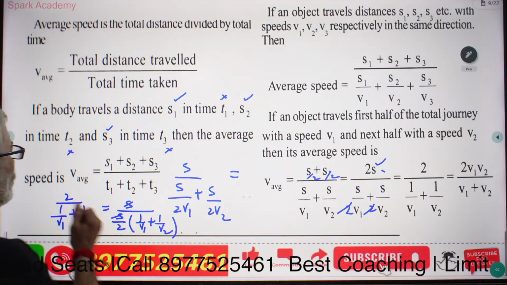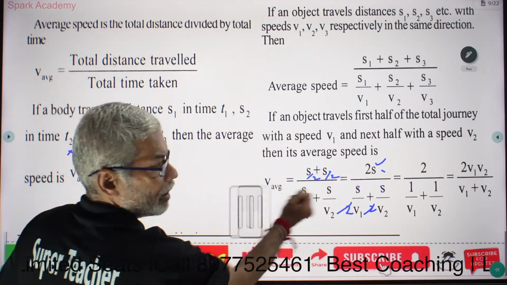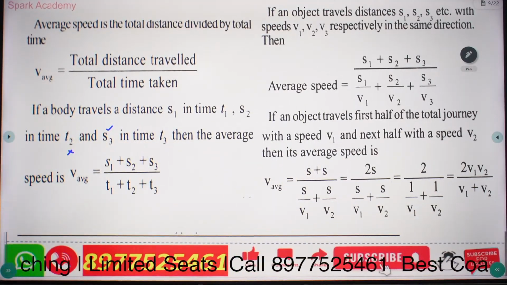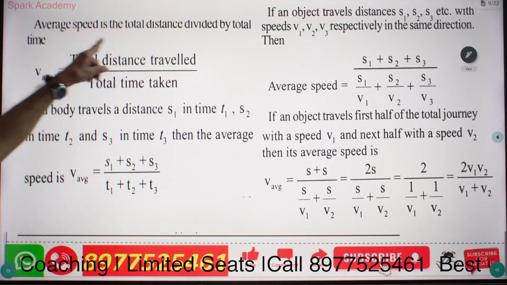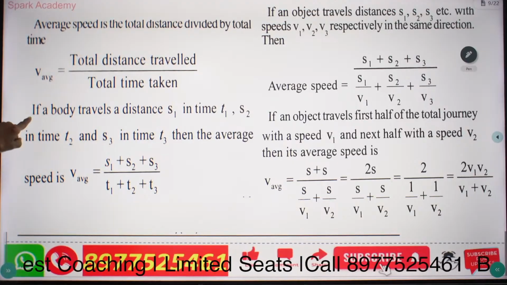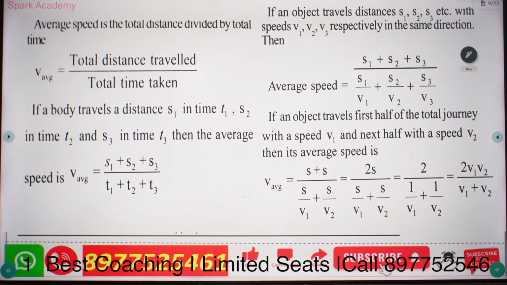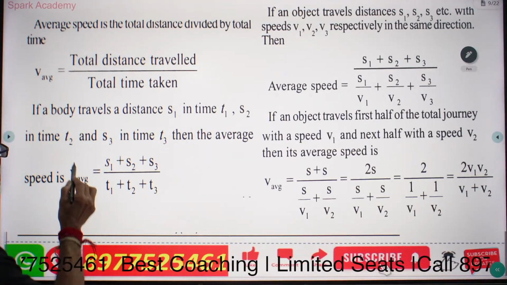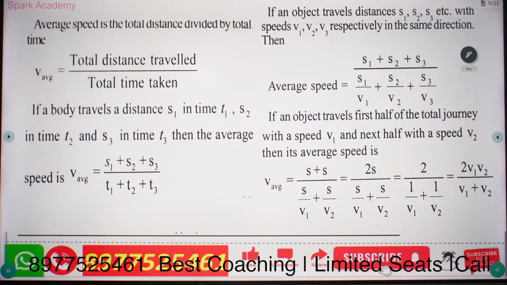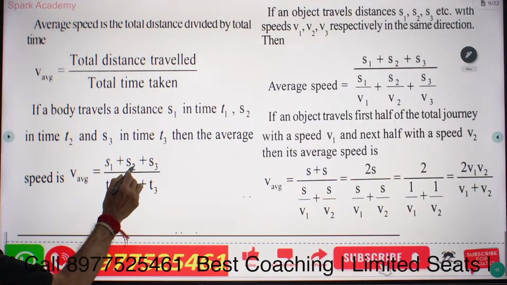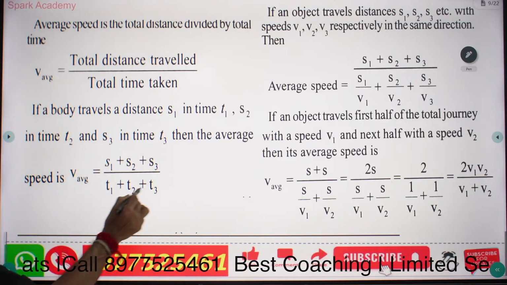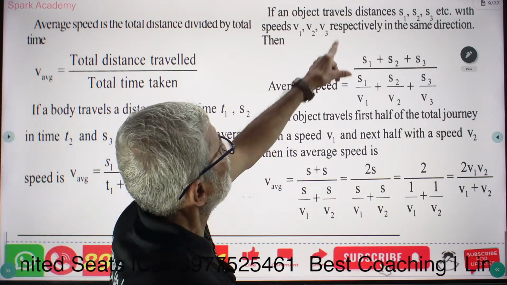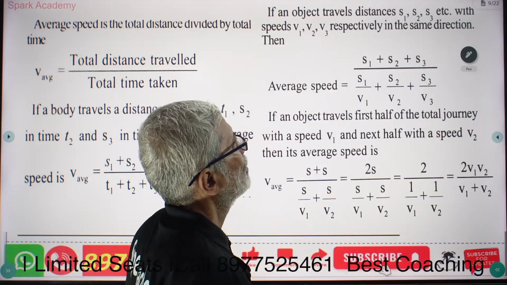Now let us go through some formulas. Ready-made formulas are there. Average speed is the total distance by total time. Suppose a body travels a distance s1 in time t1, s2 in time t2 and s3 in time t3. So what is the total distance travelled? S1 plus S2 plus S3, and total time is T1 plus T2 plus T3. This is simple. But suppose they give 3 speeds and distances, and time is not given.